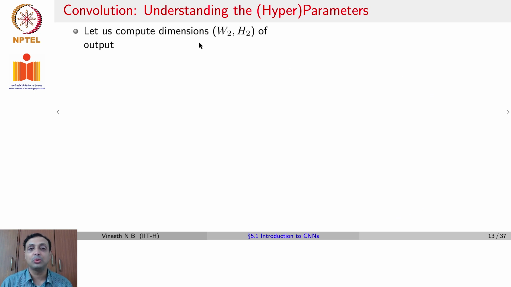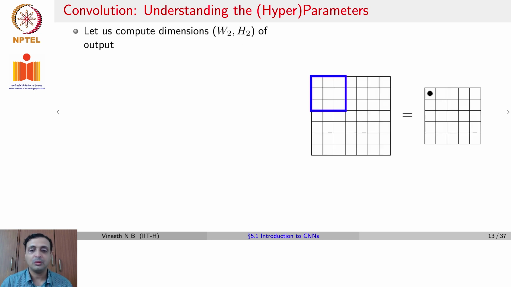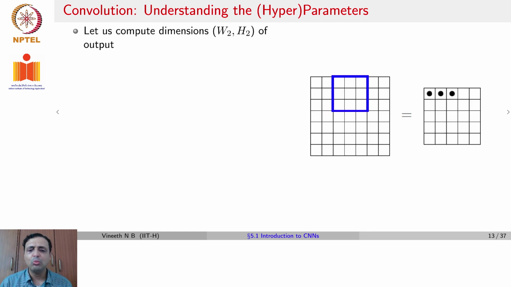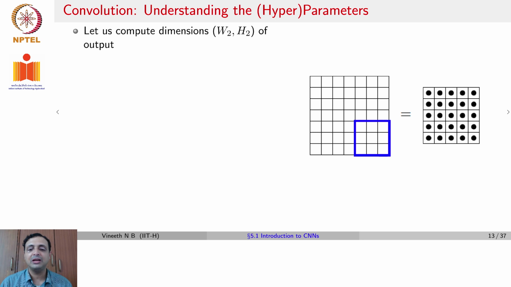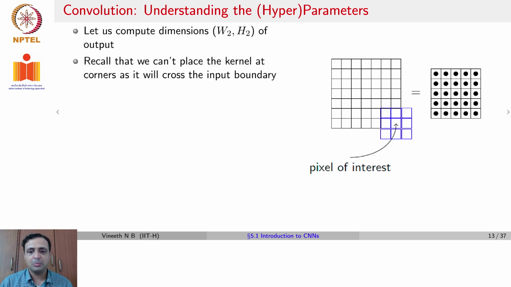Let's first start with trying to compute the dimensions W2 and H2 of the output. So you have your standard convolution where you place your filter on a particular location in your input image. You convolve the filter with the input at that location, and you get one single scalar output at the centered pixel location in your output. And you move this all along and keep getting different outputs in the different pixels of the output feature map.